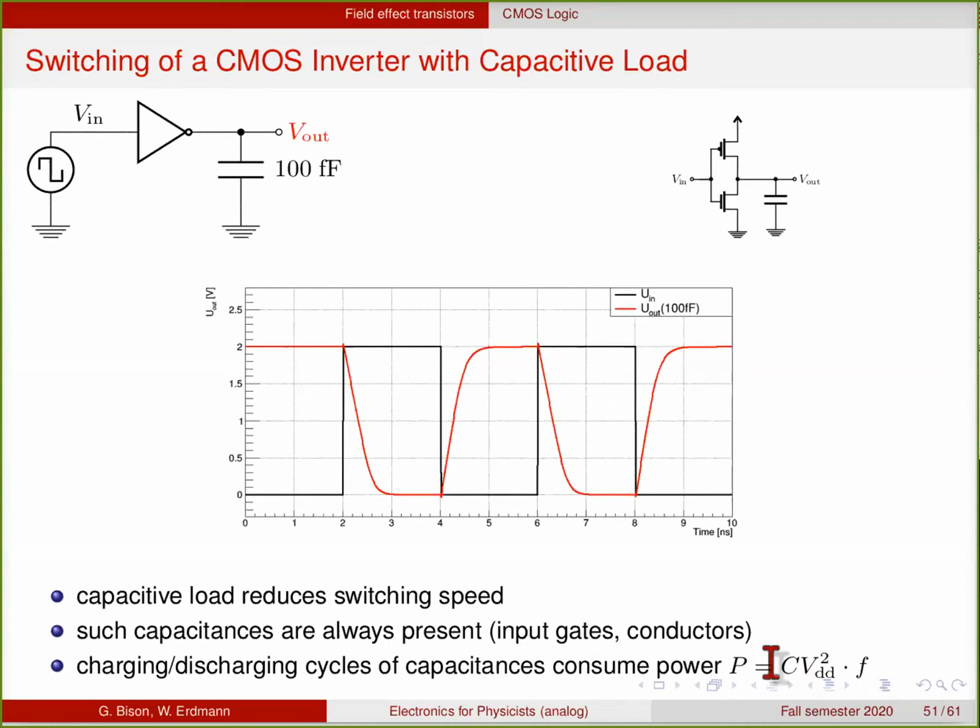So CMOS chips, although they don't have a static current in the ideal case, have a very high dynamic power consumption due to the switching, which is proportional to the frequency and the supply voltage squared. So if you want low power electronics, you try to go to lower supply voltages.